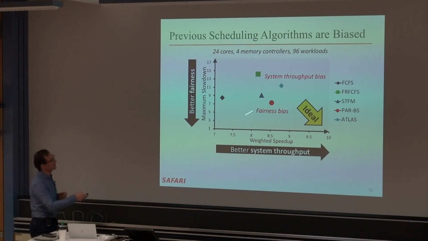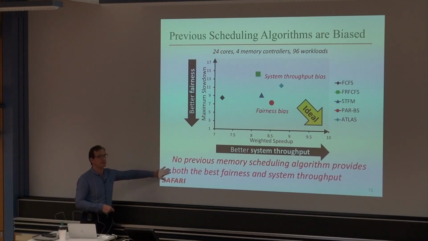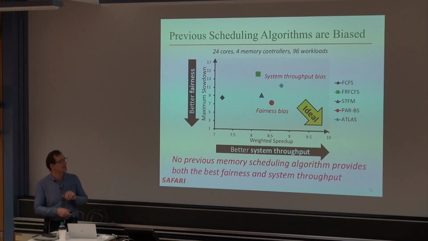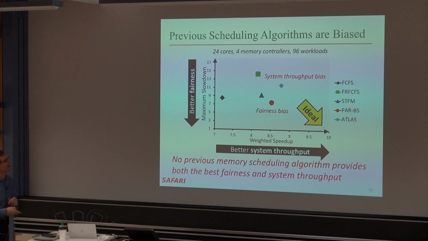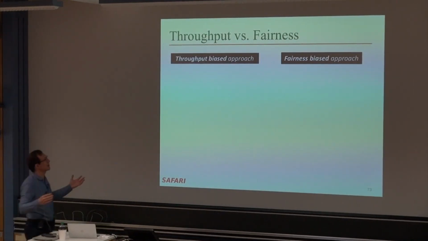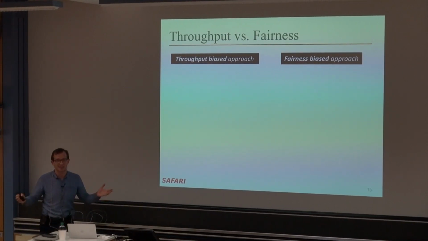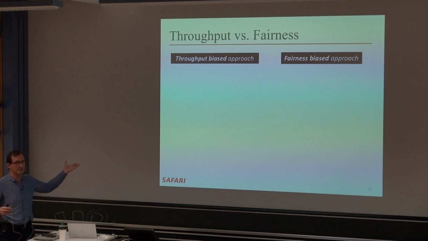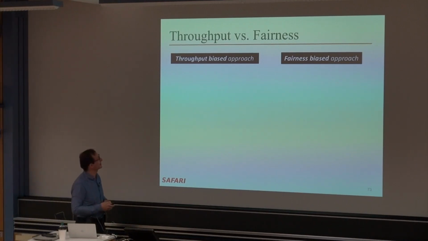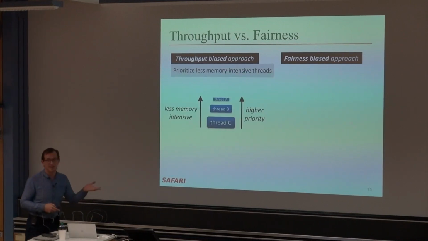But basically, none of these scheduling algorithms provides the best performance as well as fairness at the same time. So the key question is, how do you provide the best? And the realization is that if you have multiple metrics to optimize for and different applications, you need heterogeneity in the system. So this paper is the first to introduce a heterogeneous scheduling policy into the memory controller. It realizes that you have a throughput biased approach and a fairness biased approach.